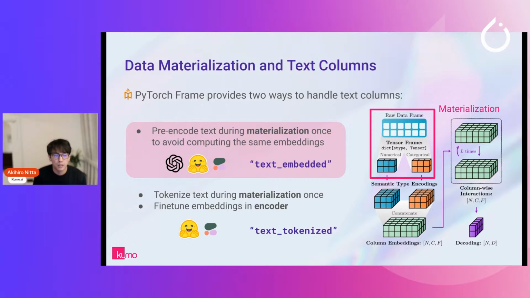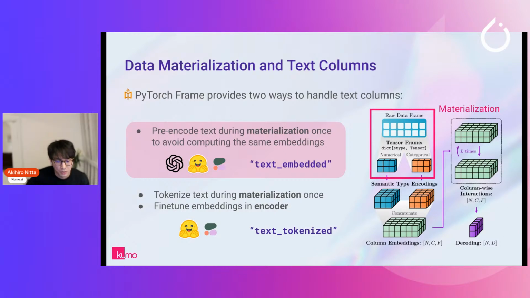So you can use OpenAI embeddings, or you could run Hugging Face models locally once at the beginning of your training, and then reuse that across training later.